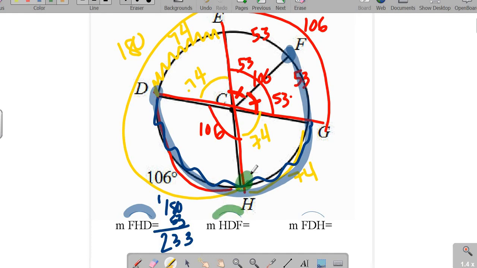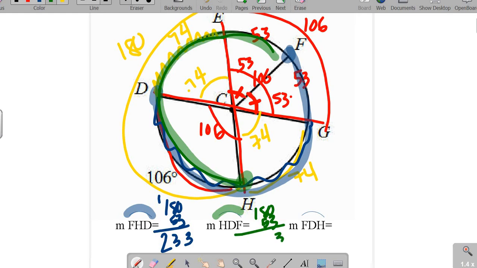HDF, H, starting here, going through D, ending at F. That's 180 and 53. Also 233. Last one, FDH. Start at F, going through D, ending at H. If you notice, it's the same arc, just named differently as the green. So we're going to get the same answer here, which is 233.